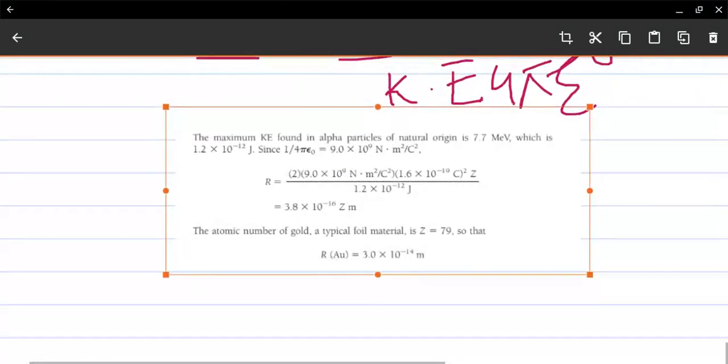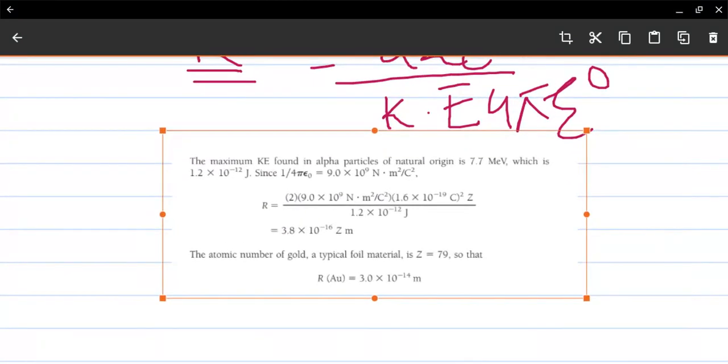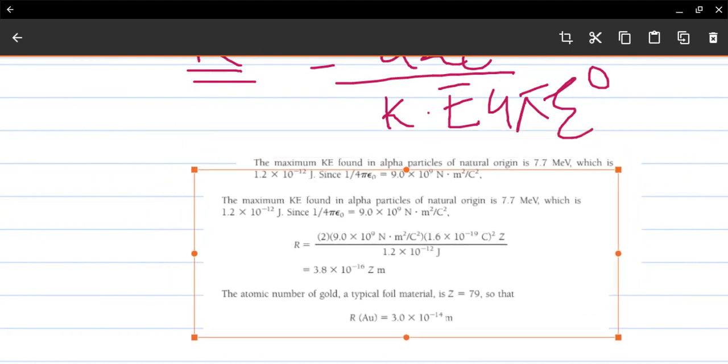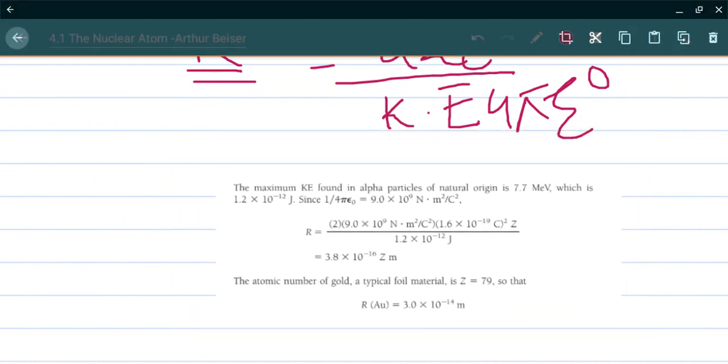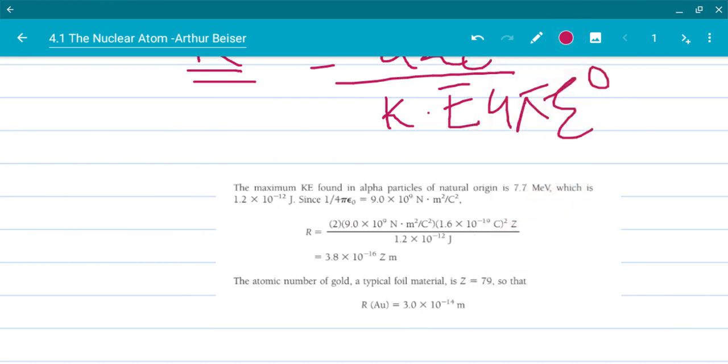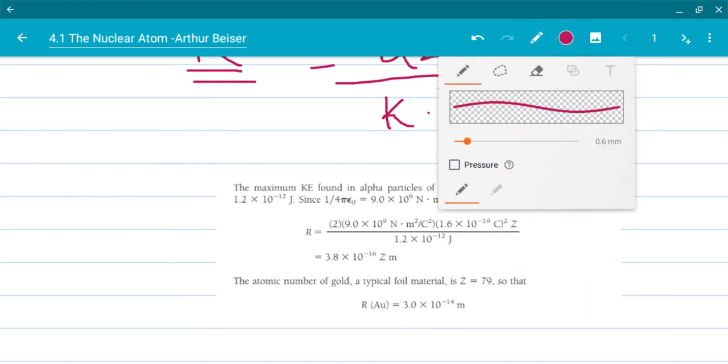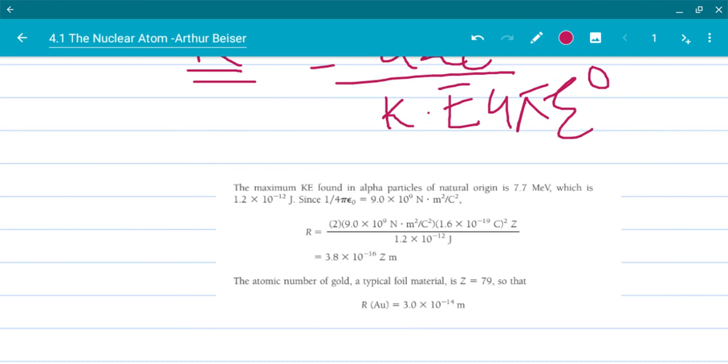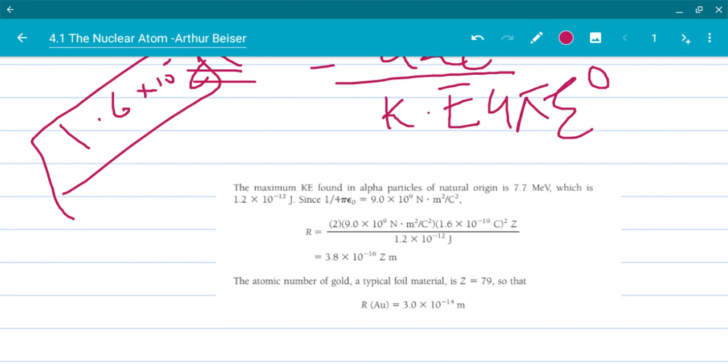Now, the maximum kinetic energy in alpha particles of natural origin is known to be 7.7 MeV. You have to convert the mega electron volts into joules, and you do that with 1.6 × 10⁻¹⁹ coulombs in this case. Once you are done converting, you get 1.2 × 10⁻¹² joules. And 1 over 4πε₀ has this value.